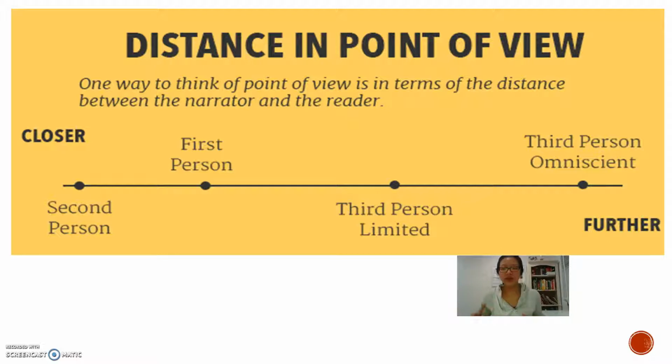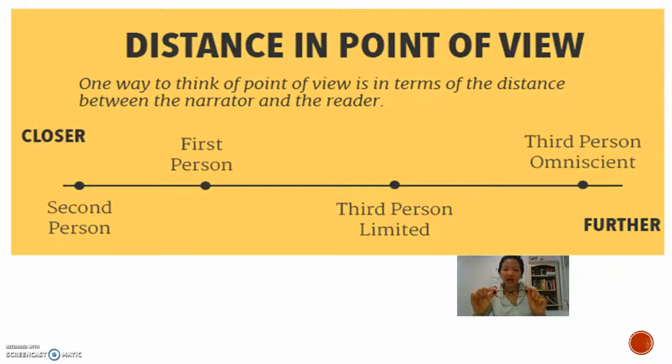And then, of course, third person omniscient, the onlooker is even farther. So think of zooming out, and he knows all the characters' thoughts, what's going on all over the place, what they're thinking at all times. So think of it as a spectrum when we put on glasses. We're either going to zoom in, or we're going to zoom out.